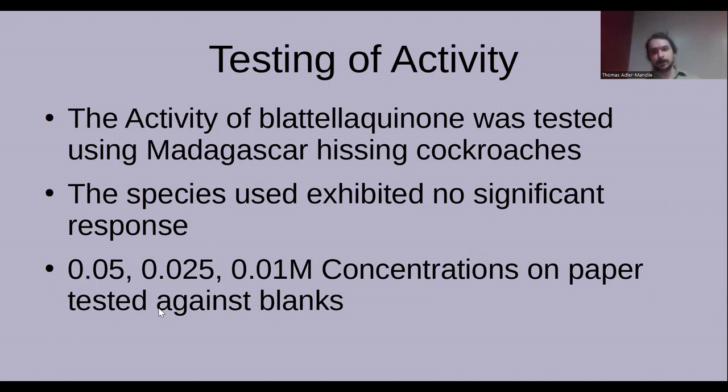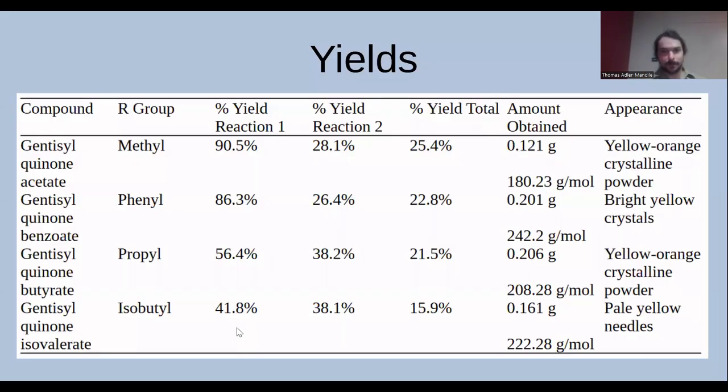And we did this by soaking solutions of the pheromones in DCM, soaking pieces of paper in that, and letting them dry, and then testing that against paper just soaked in plain DCM and left to dry, and see which strip of paper they go towards, and they seem to exhibit no preference. So we decided to just move on to optimizing the synthesis, which was really the main point of this project anyway.